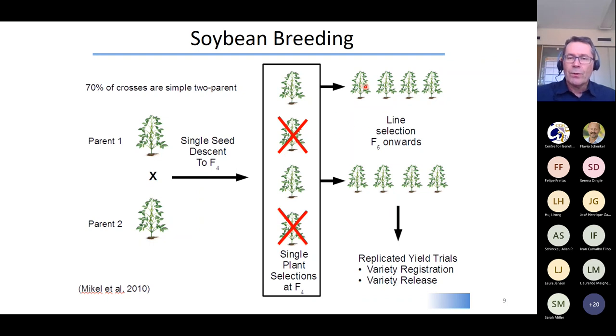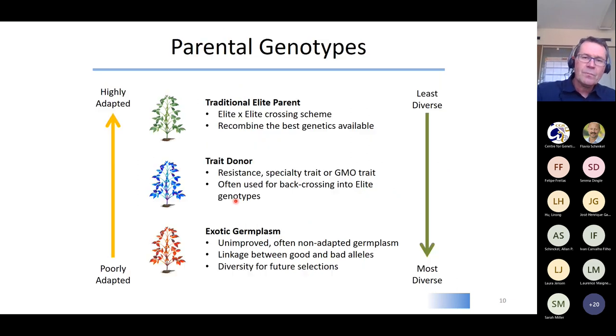So from that point on, we go through the rest of the generations of selfing, selecting on a single row basis, then to four row plots, unreplicated and replicated, grown at several locations and then more locations, until by the time we have about F8 or F9, we already know which lines will be winners and can be commercialized as new cultivars or varieties.